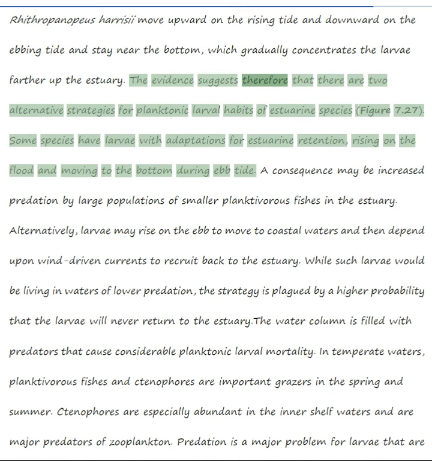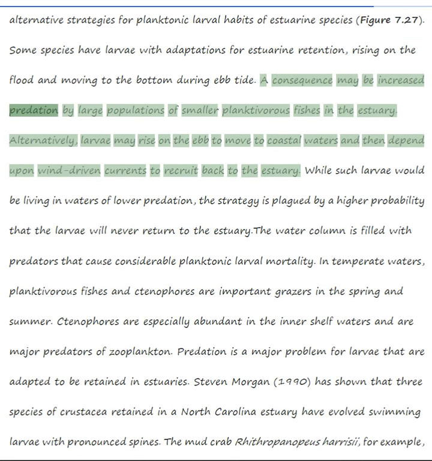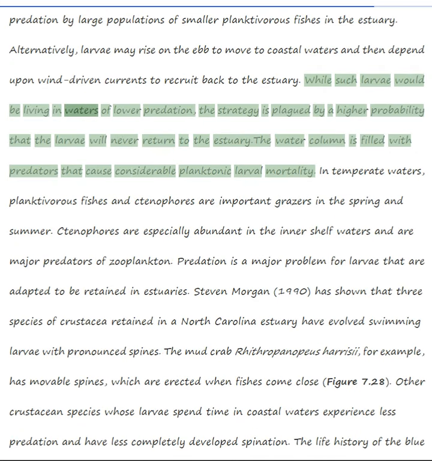The evidence suggests therefore that there are two alternative strategies for planktonic larval habits of estuarine species. Some species have larvae with adaptations for estuarine retention, rising on the flood and moving to the bottom during ebb tide. A consequence may be increased predation by large populations of smaller planktivorous fishes in the estuary. Alternatively, larvae may rise on the ebb to move to coastal waters and then depend upon wind-driven currents to recruit back to the estuary. While such larvae would be living in waters of lower predation, the strategy is plagued by a higher probability that the larvae will never return to the estuary.